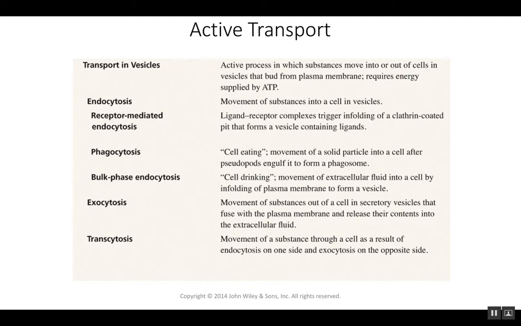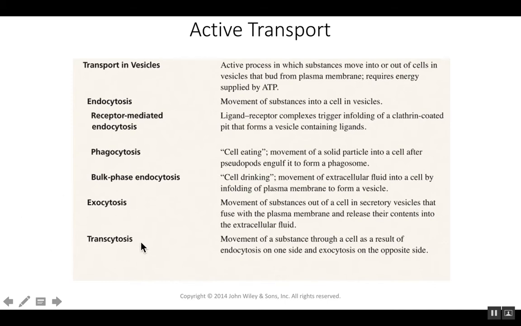Other active transport mechanisms require vesicles. So remember, vesicles are membrane-enclosed containers. And here are the major types. Endocytosis. We have a form of endocytosis called phagocytosis. So this is that process by which immune cells engulf pathogens like bacteria. We have exocytosis, which is moving substances out of the cell within the vesicle.